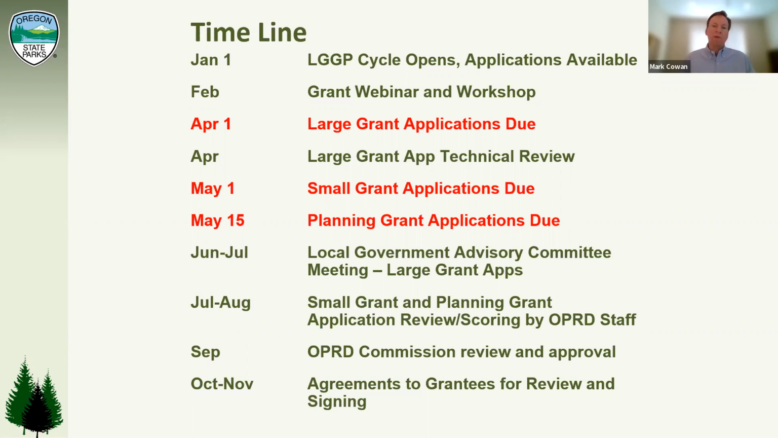And September is when the OPRD Commission has their opportunity to review all the applications that have been vetted by the advisory committee. And then October, November is ideally when we can get these agreements out to the successful grantees for their review and signing. And then we send out notice to proceed letters to them right after that, and they can start in on their projects. So you can see this whole application process is just about a year-long process from beginning to end.